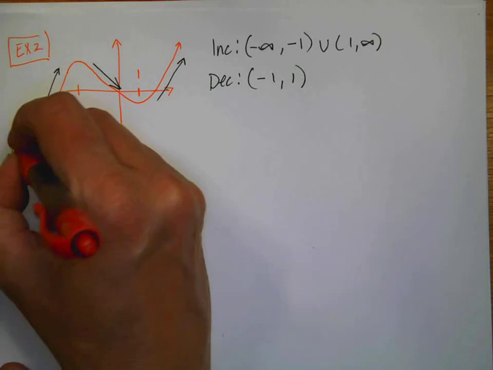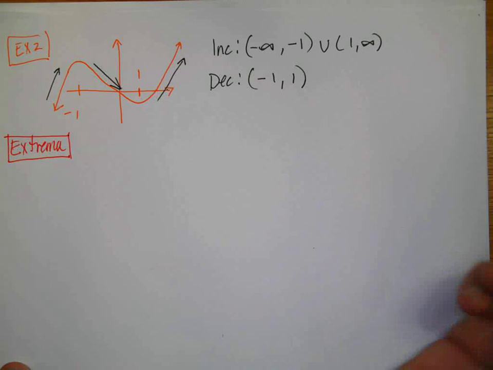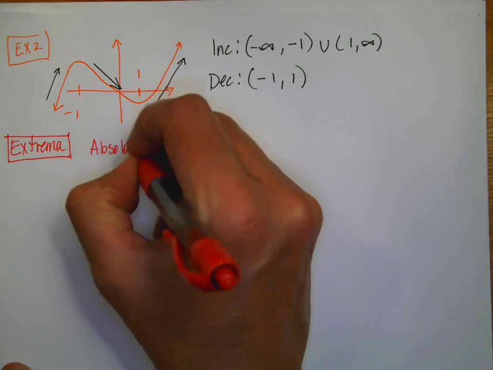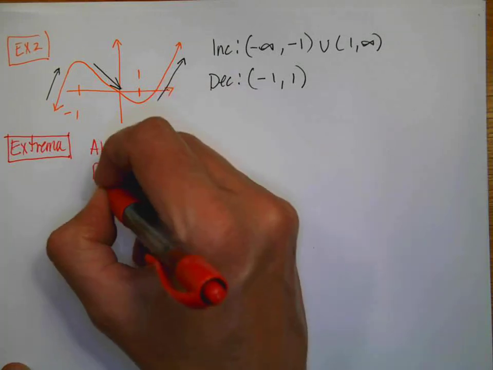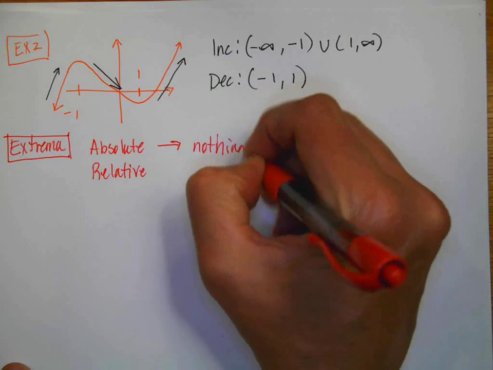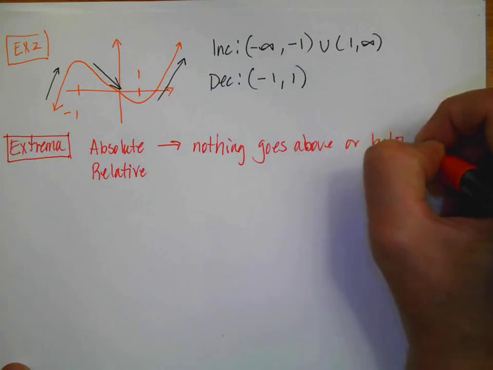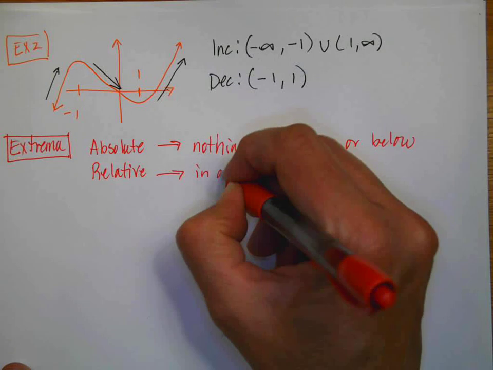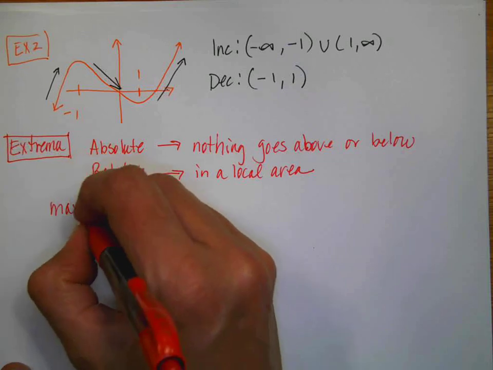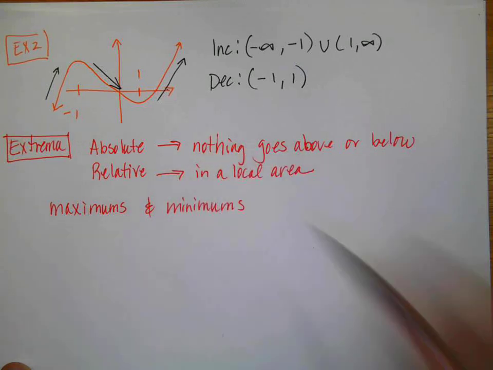All right? So now let's do the next concept called extrema. And I'm actually going to use the graph that we have on our paper as we illustrate it. There are a couple of different types of extrema. I can have an absolute extrema, or I can have a relative. Absolute means nothing goes above or below, and relative means in a local area. Okay? And then we can have maximums and minimums.